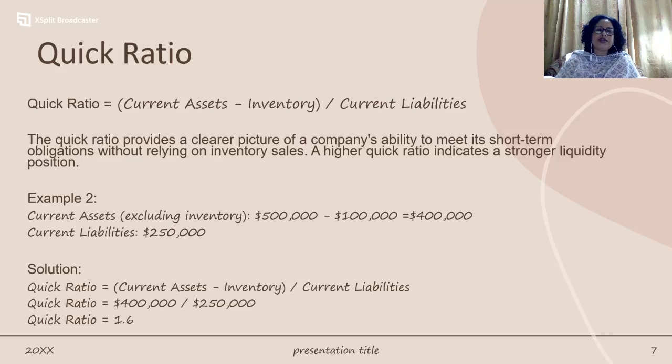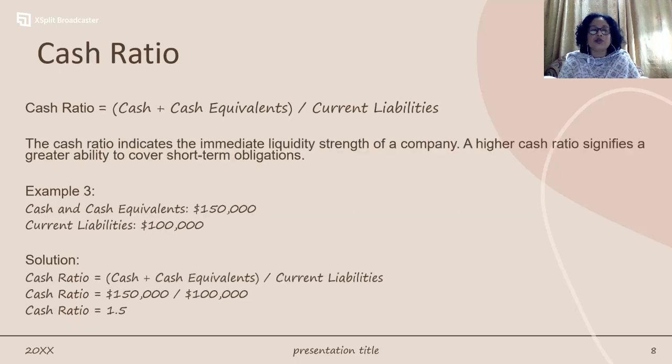Your current asset excluding inventory, it's given as 5 lakh minus 1 lakh, it is 4 lakh, and your current liabilities is 2,50,000. So the quick ratio is the current asset minus inventory divided by the current liabilities. So 4 lakh by 2,50,000, after calculating it is coming as 1.6. So it is more than the ideal ratio, it is definitely good. The company is in a good position.